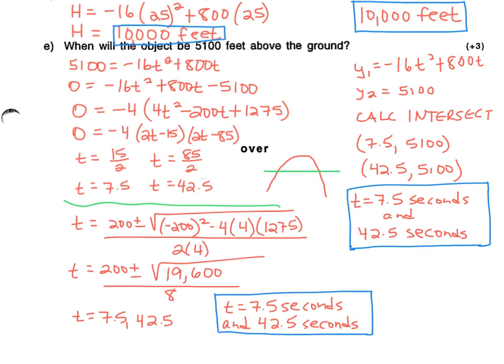7.5 seconds after it's been launched, it reaches that height of 5,100 feet above the ground, and then it reaches it again on its way back down, which is 42.5 seconds after that object has been launched. Now let's take a look at the calculator feature that would help us get this answer.